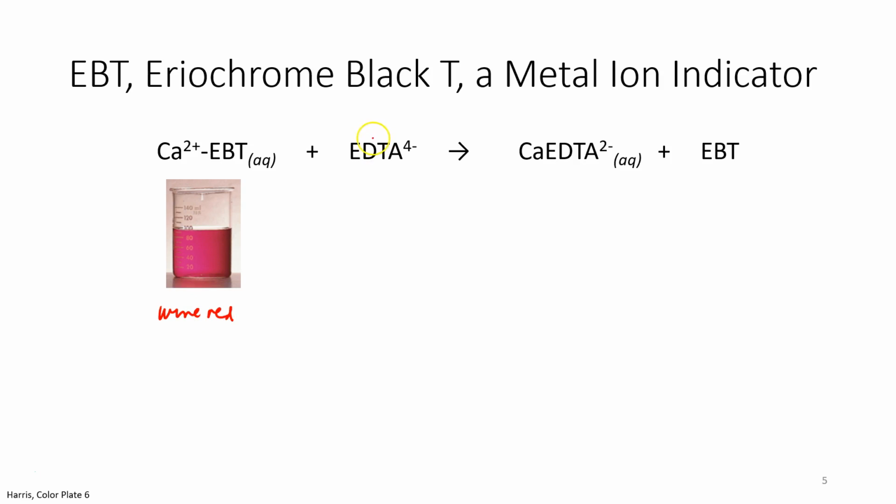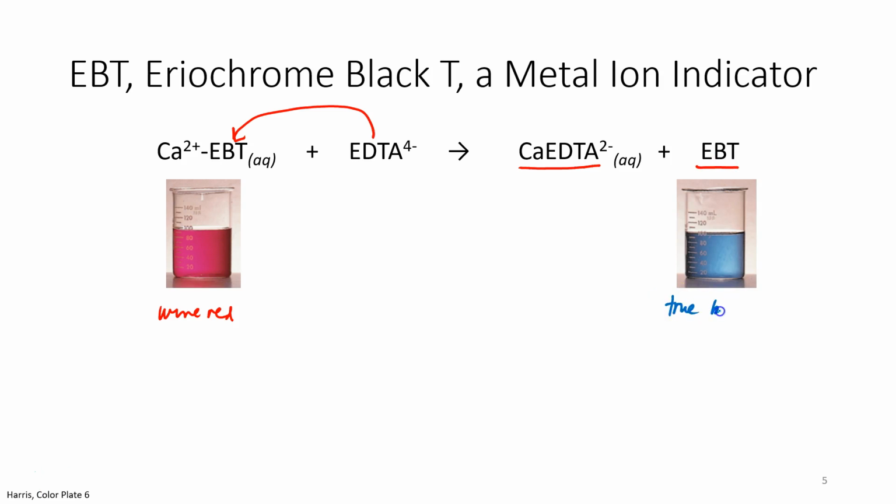And then as you start adding the EDTA, it displaces the EBT from the calcium to form our calcium EDTA complex and free EBT, which is a true blue color. So you're looking for a color change from wine red to true blue. As you start getting closer to the endpoint, due to the presence of both bound EBT that's red and free EBT that's blue, your sample is going to turn purple.